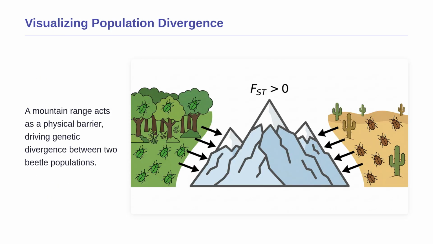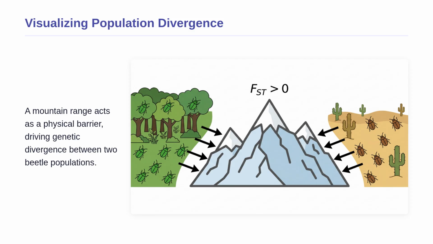To visually reinforce what we just calculated, let us look at this diagram. You are seeing the exact scenario we just modeled mathematically. In the center, a massive snow-capped mountain range acts as an impassable physical barrier. On the left side, we have a lush green forest environment where the beetles have adopted a green coloration for camouflage. On the right side, the environment is a dry, sandy desert, and the beetles there have adopted a brown coloration. The black arrows show how the populations are trapped on their respective sides, completely cutting off gene flow.